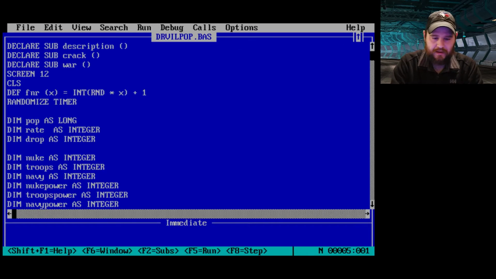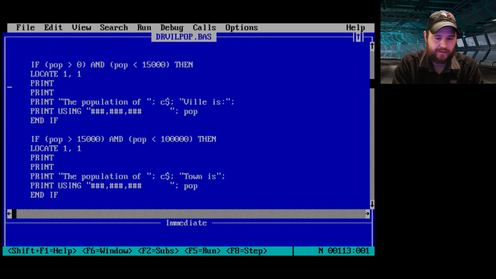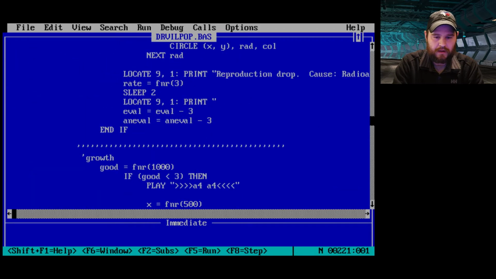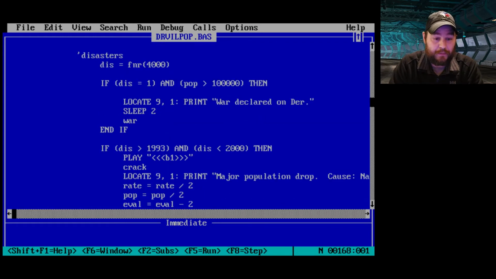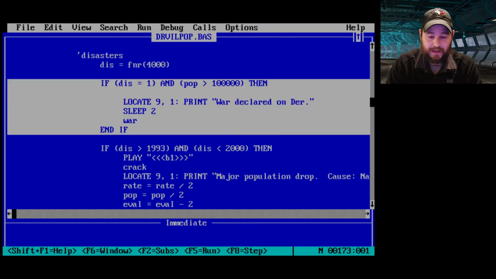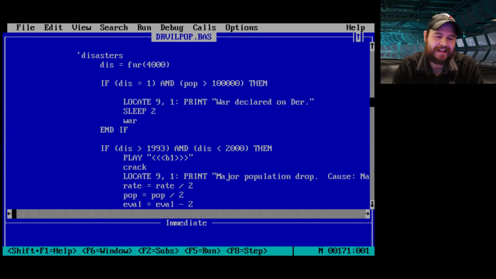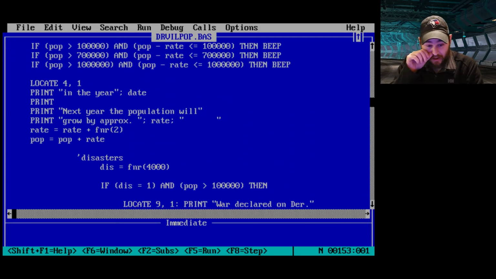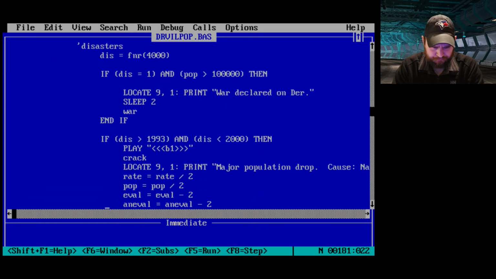Okay, so where were we here? We basically looked at this last time: the big war, which didn't really exist, but okay. If you recall, this is in our game loop, and every year the DIS variable is randomly between 1 and 4,000. If it was a 1, then you go into this war, which you always die in, so that was fun.